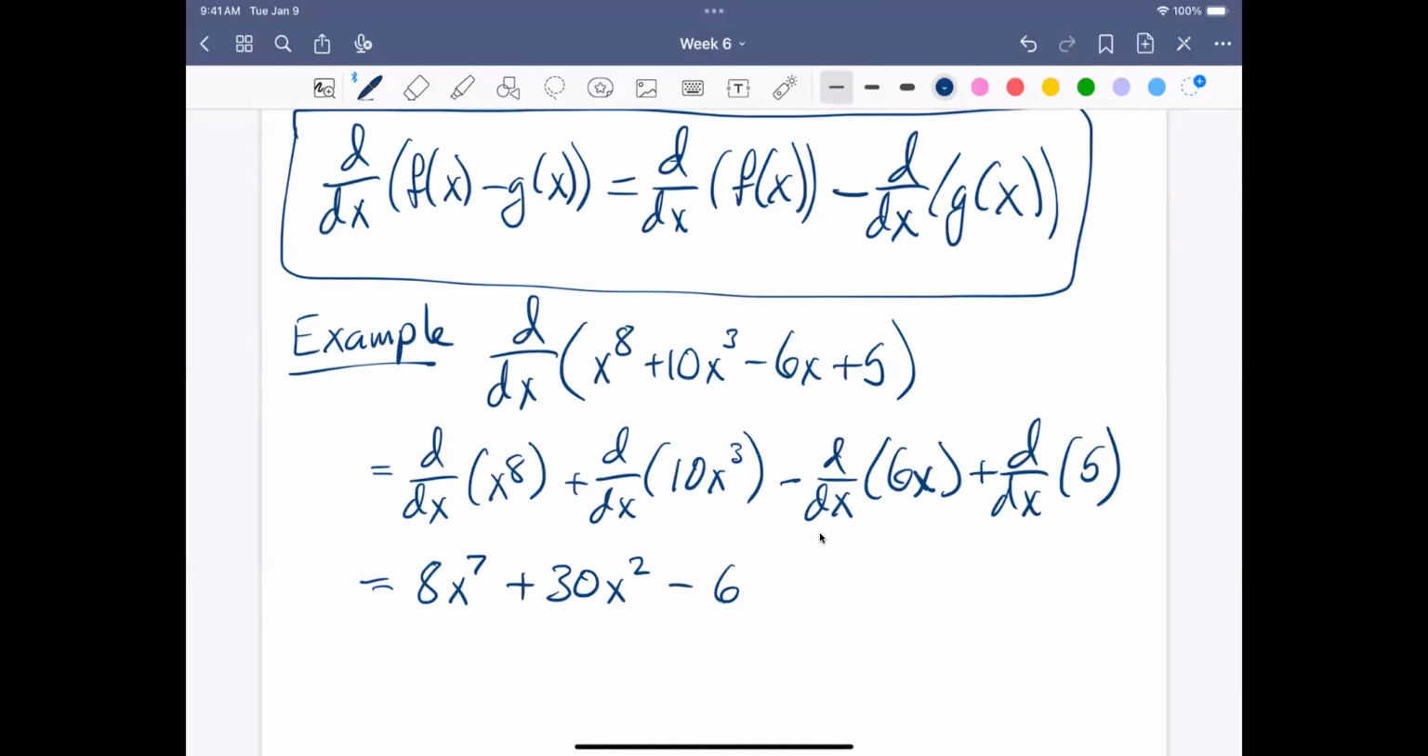Oh, one thing I want to point out with 6x is you can think of it as 6x to the 1, and so you can still use power rule on it. What you get is a 6x to the 0, but anything to the 0th power is 1. So that doesn't change anything. Okay.